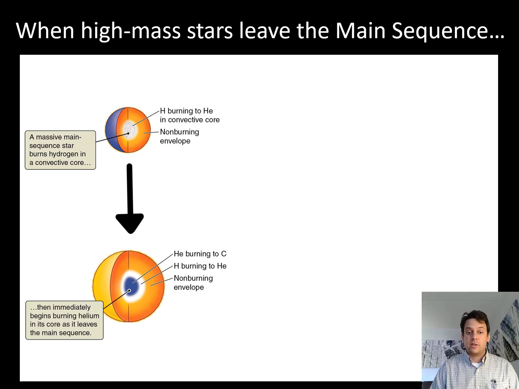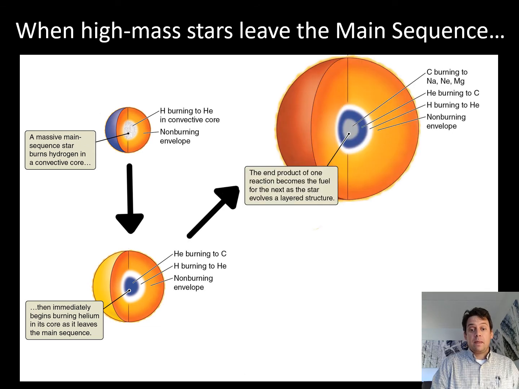So as soon as that occurs, then we have a couple of different types of fusion occurring. We have helium fusing to form carbon in the core, and we have hydrogen burning to form helium in a shell surrounding it. And then again, we have a non-burning envelope that takes up the majority of the star's volume. So what happens next? Well, after a little bit more time, on astronomical scales anyway, all of the helium is consumed, the core collapses again, and a new set of reactions starts.